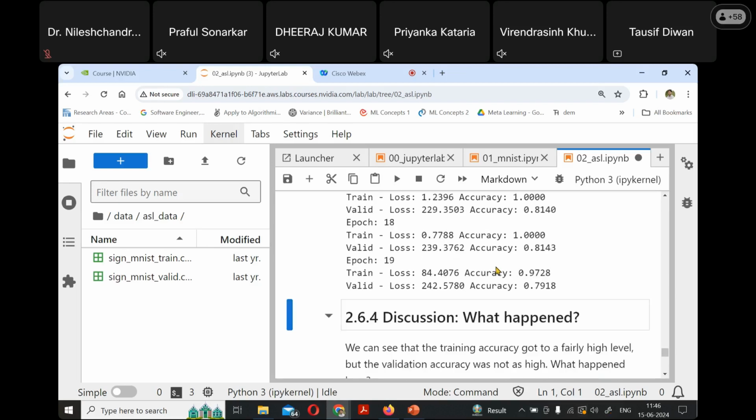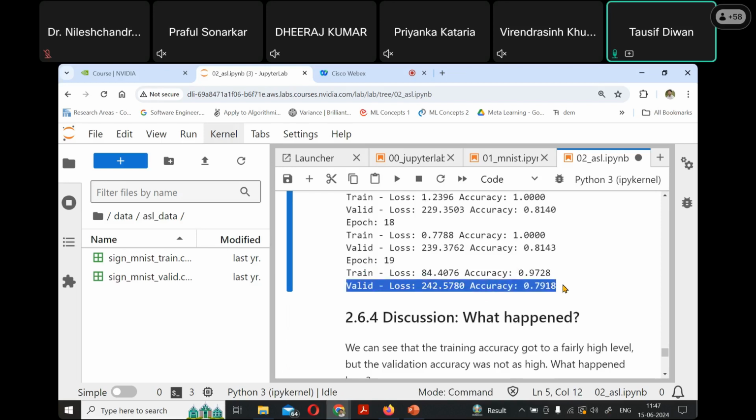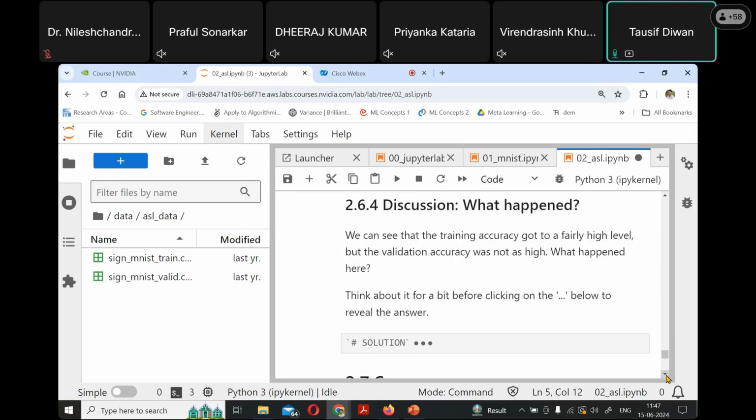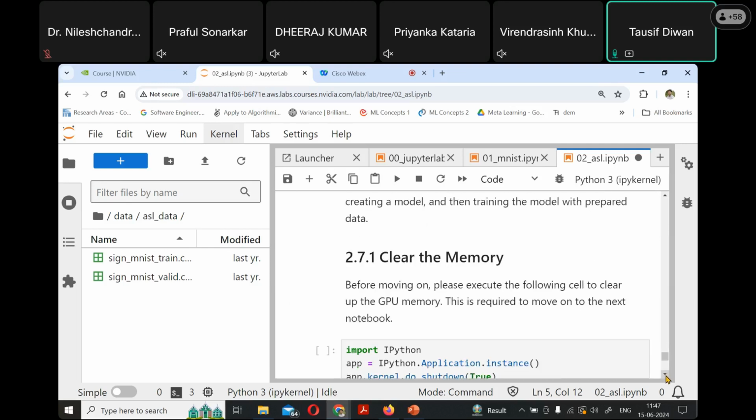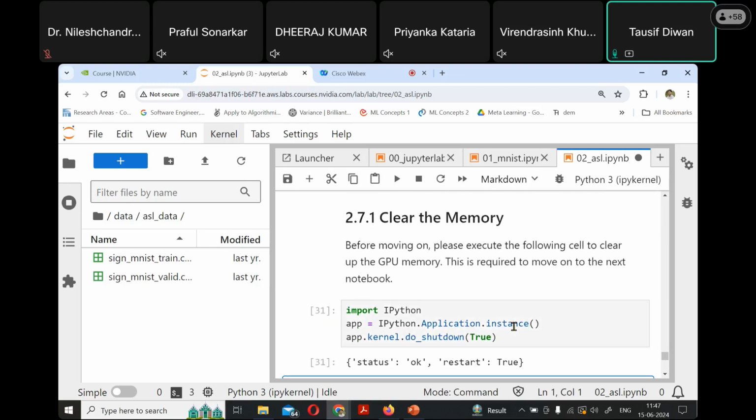See here, this is the final result. Now here we can see this is my training loss and training accuracy. So here you can see the training accuracy is 97%. It is perfectly fine, not a problem. But here we can see the validation accuracy is around 80% only. Now this is the problem. But before understanding the problem, let's first clear the GPU memory.